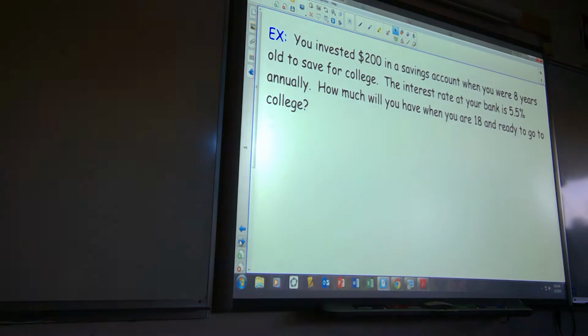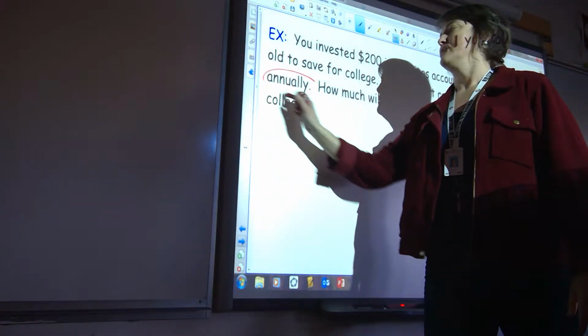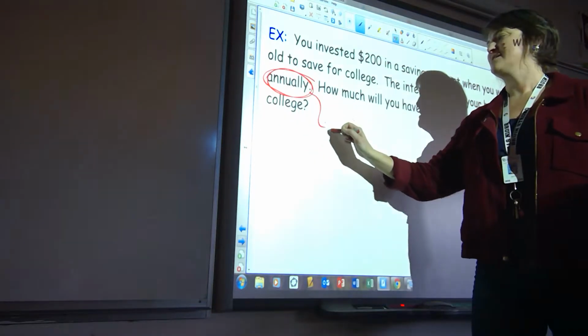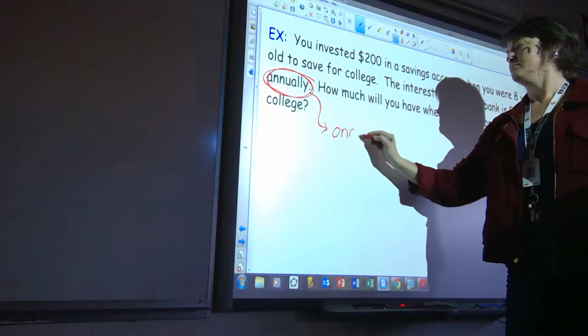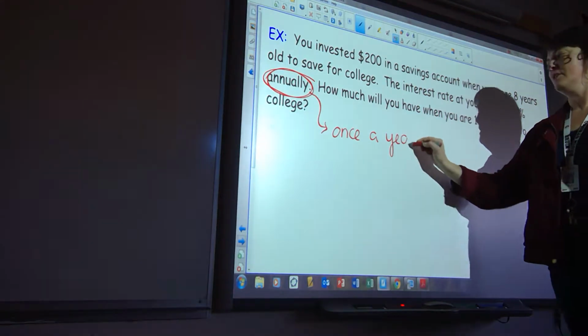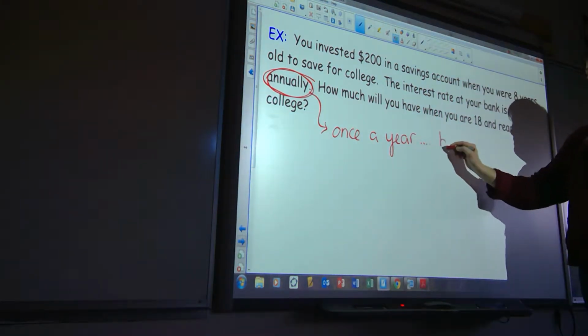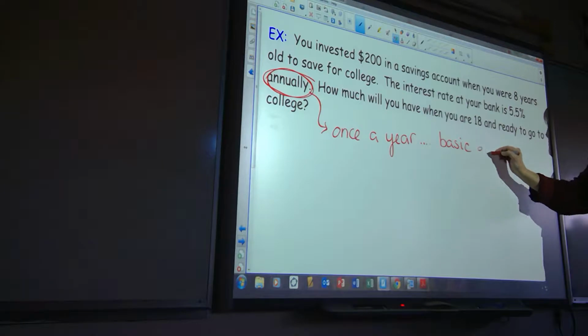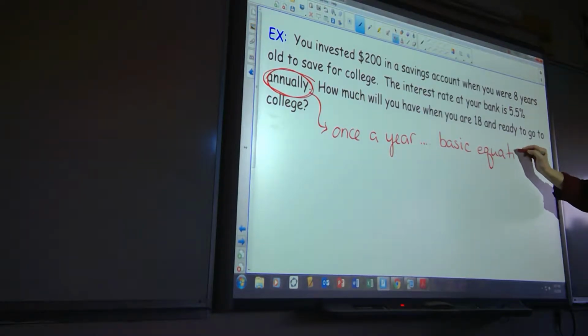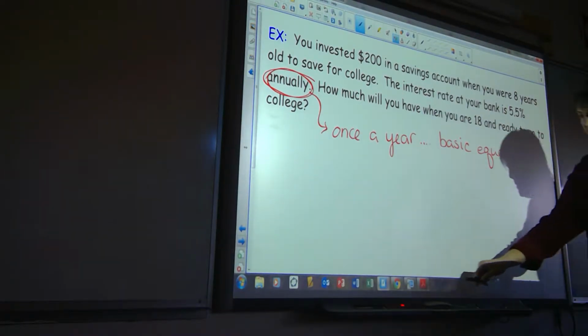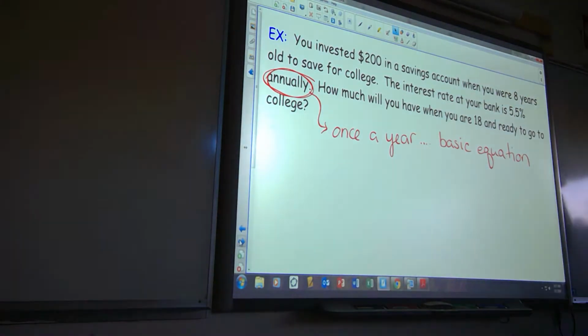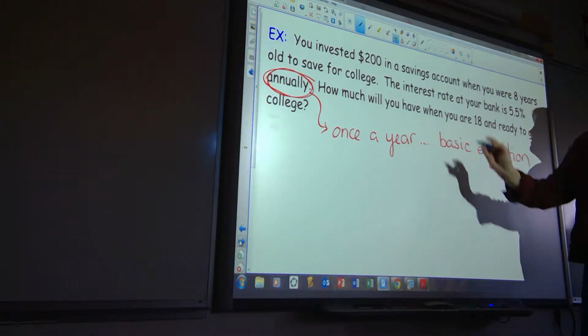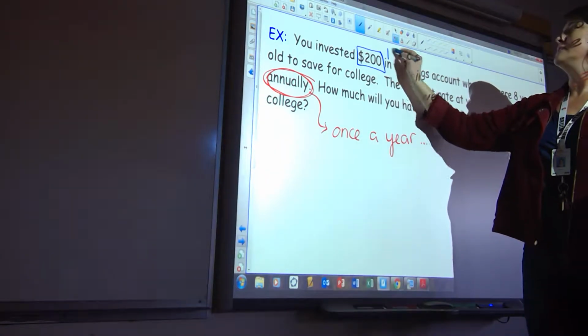Okay, so you invest $200 in a savings account when you were 8 years old to save for college. The interest rate at your bank is 5.5% annually. So notice this says annually. So that's once a year. So if it's once a year, that's a very basic equation. How much will you have when you're 18 and ready to go to college? Okay, so this right here is my P.